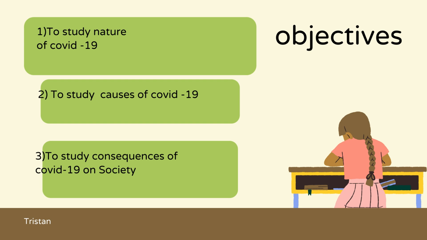Okay, so first one, to study the nature of COVID-19. For example, your topic is COVID-19 and the change in the education system. The first objective will be to study the nature of COVID-19. Second objective, to study the causes of COVID-19. So we're going to do the history of COVID-19, when it came, how many cases there were, what the situation is in India. Thirdly, to study the consequences of COVID-19 on society. There are consequences like unemployment, poverty, and so on. So you're going to discuss all the consequences.